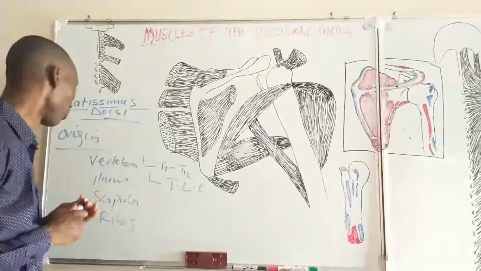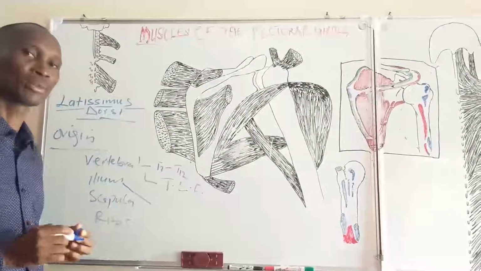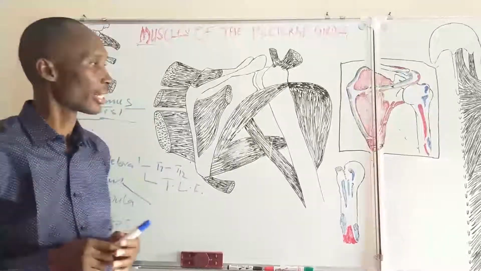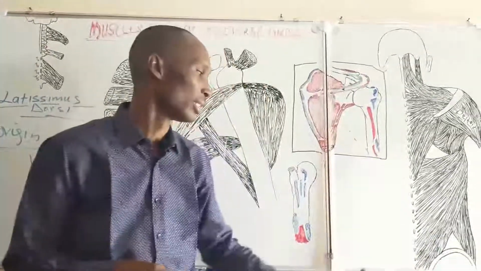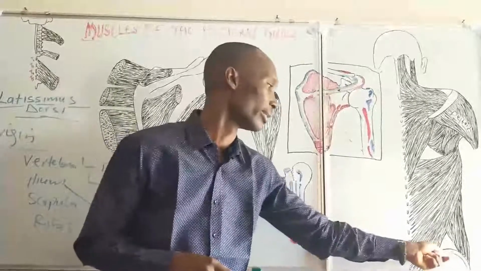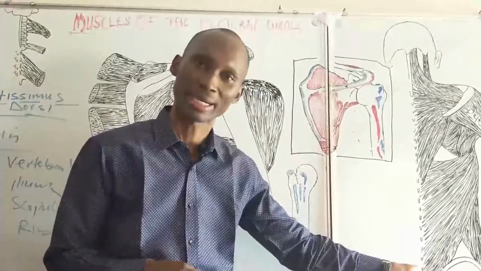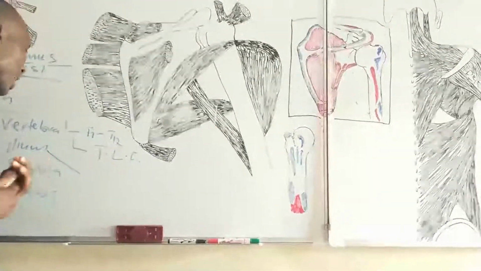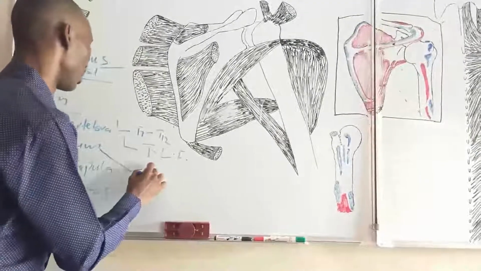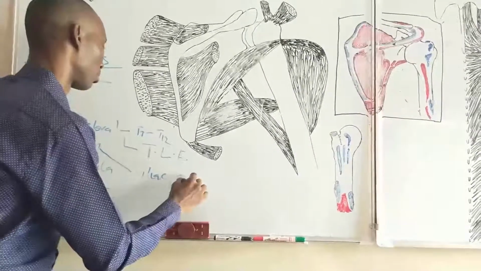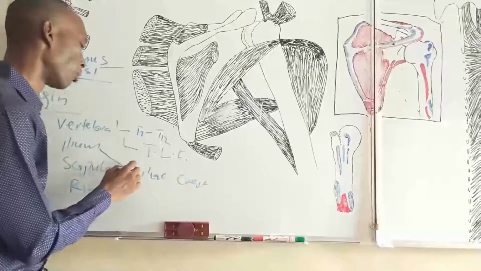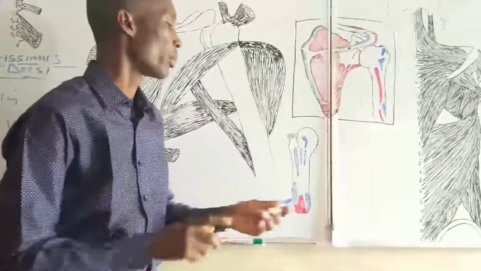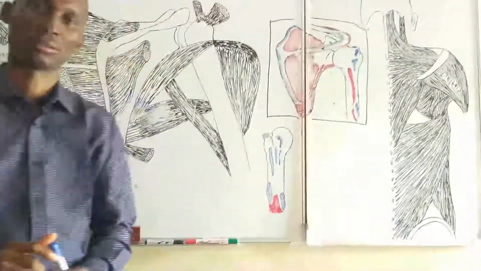We also have origin from the ilium. Now, we have the iliac crest. In the iliac crest, that's around here. We have the external lip of the iliac crest. That's the iliac crest. We have the external lip of the iliac crest. Now, this muscle also picks origin from the posterior aspect of the iliac crest, the external lip of the iliac crest, the one in the posterior aspect. So we have that origin there.